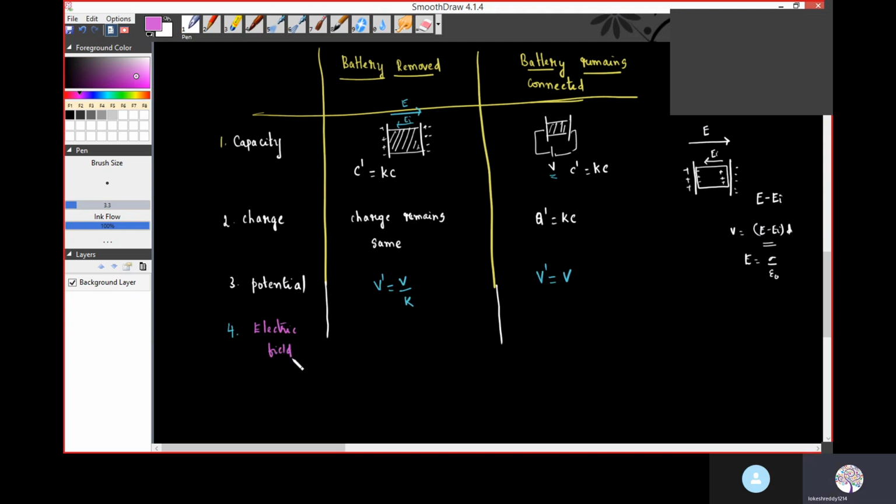Now the electric field E dash will become E by K. It decreases. What happens to the electric field when the battery stays connected? It remains the same, because the battery will provide charge such that the electric field stays constant. And what about energy?